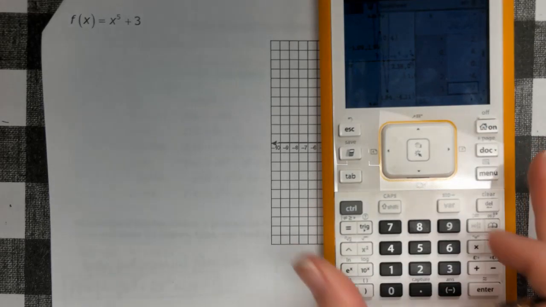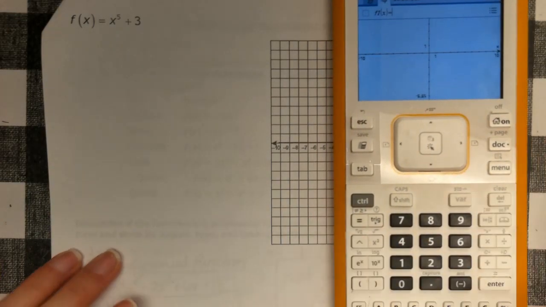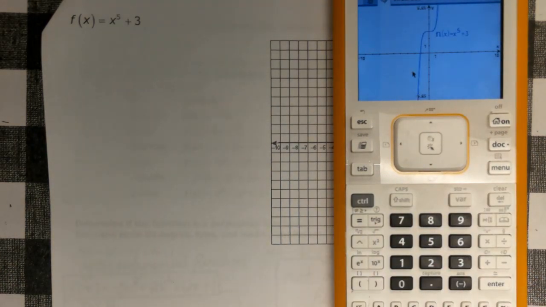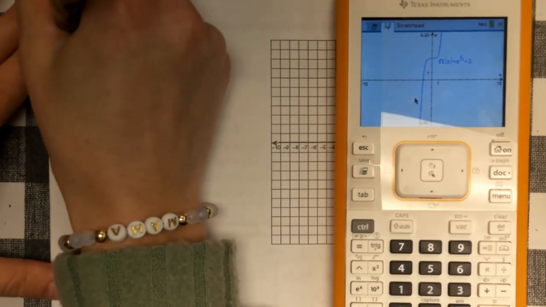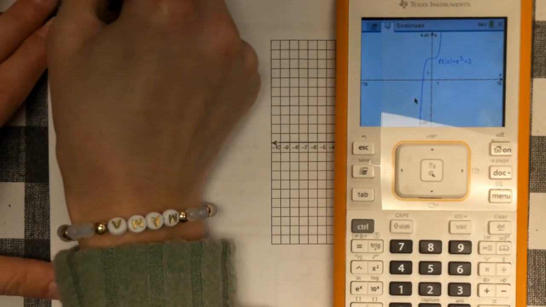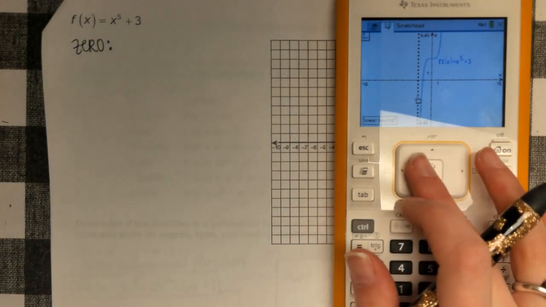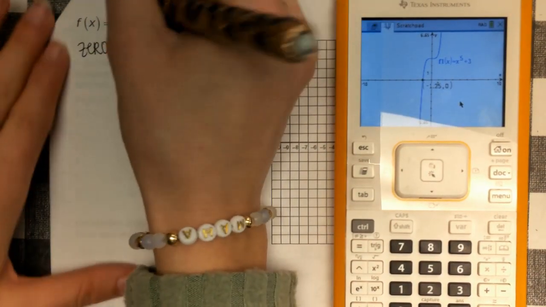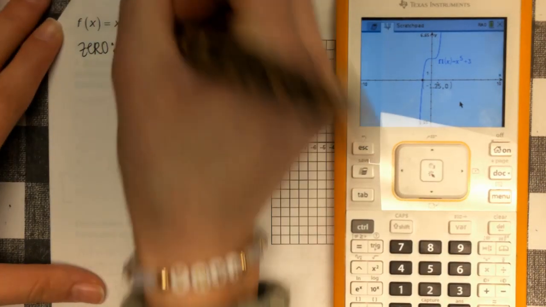So x to the 5th, so Doc B, go back to my calculator, x to the 5th plus 3. How many zeros do I have? I should just have one. So Menu 6, enter. Go to the left of it, go to the right of it, and that's at negative what? It'll round to negative 1.30.